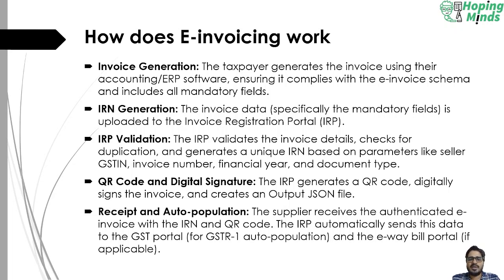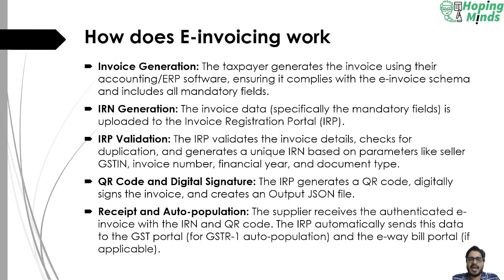Next is QR code and digital signature. So the IRP generates a QR code, digitally signs the invoice and creates an output file in the format JSON. We call it JSON file.